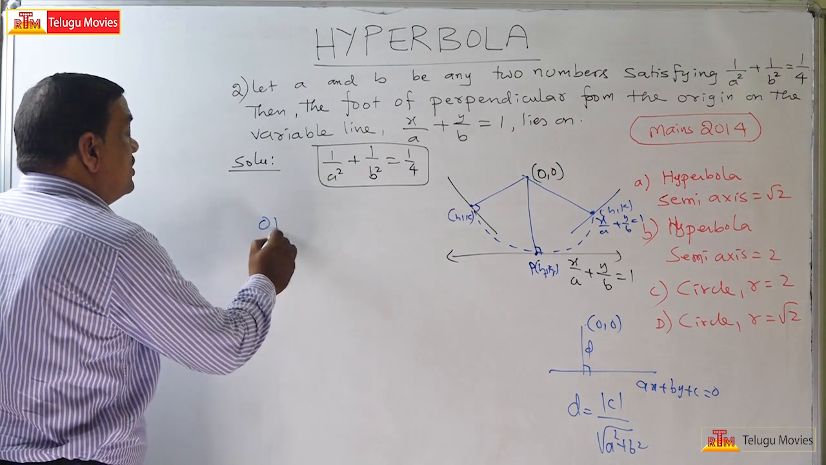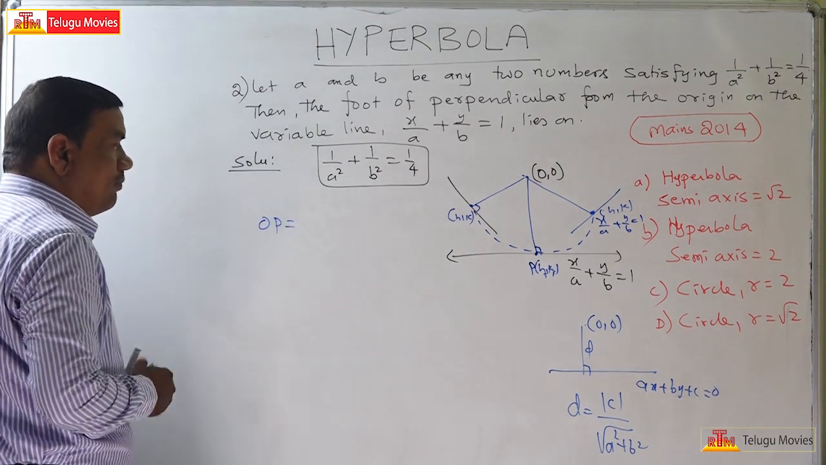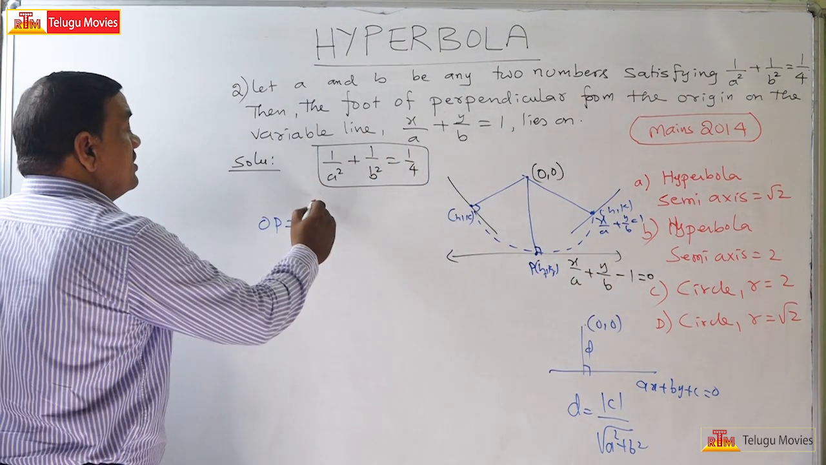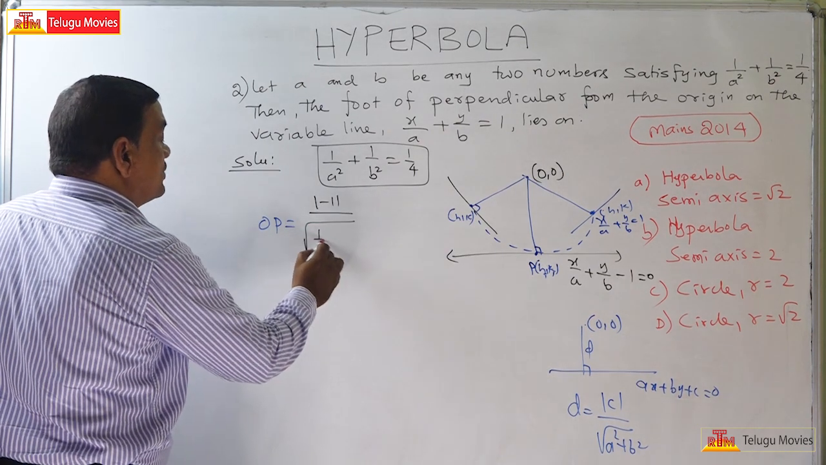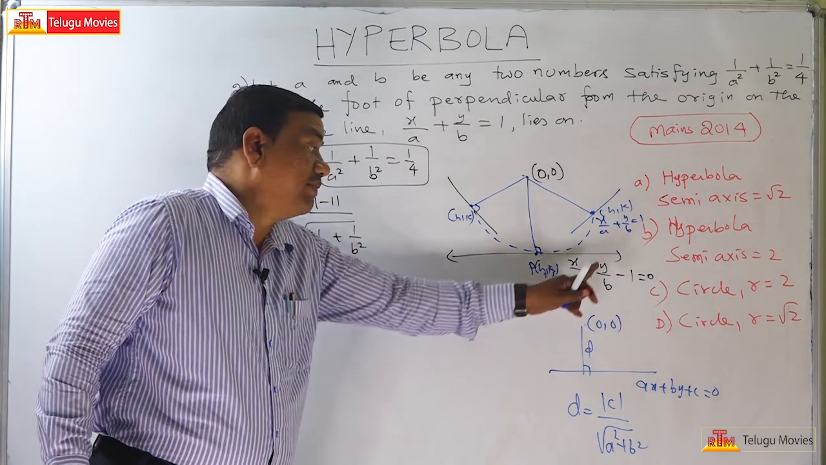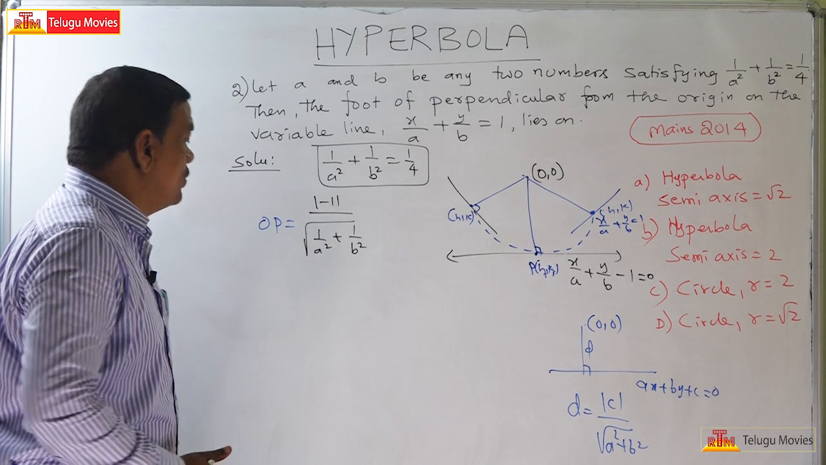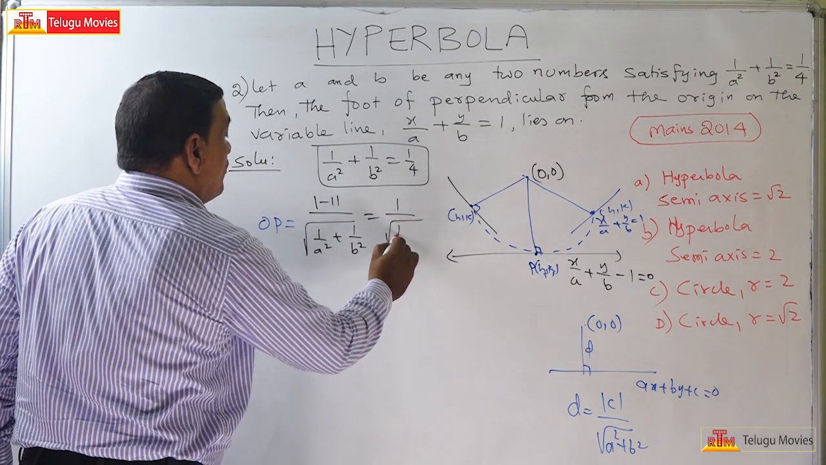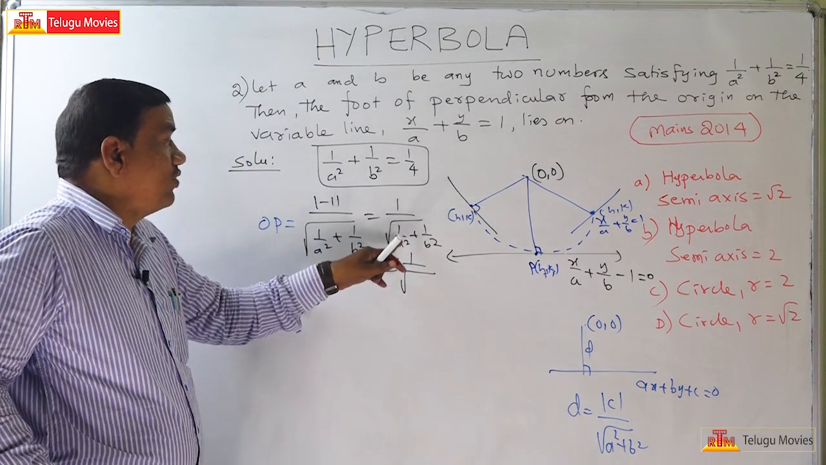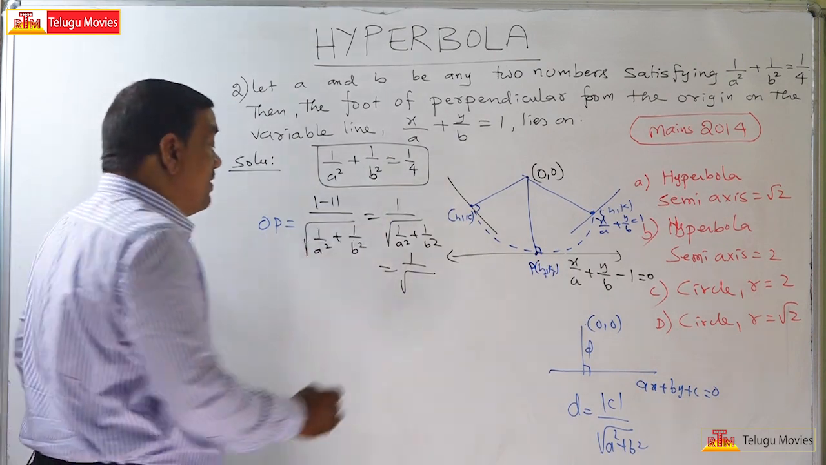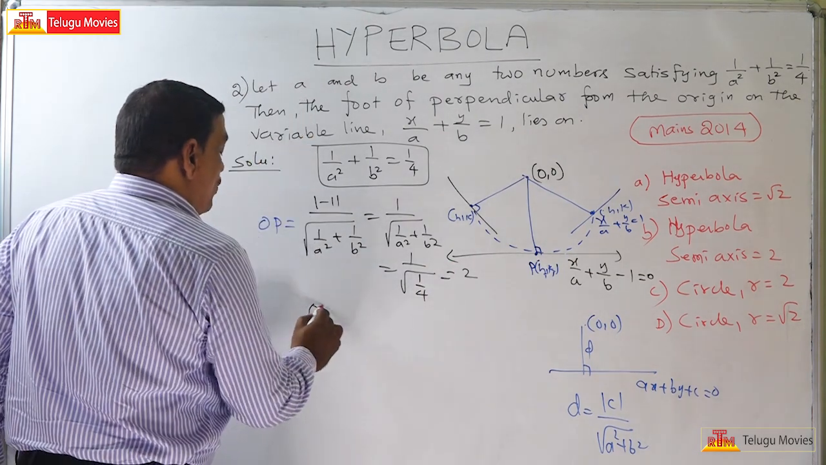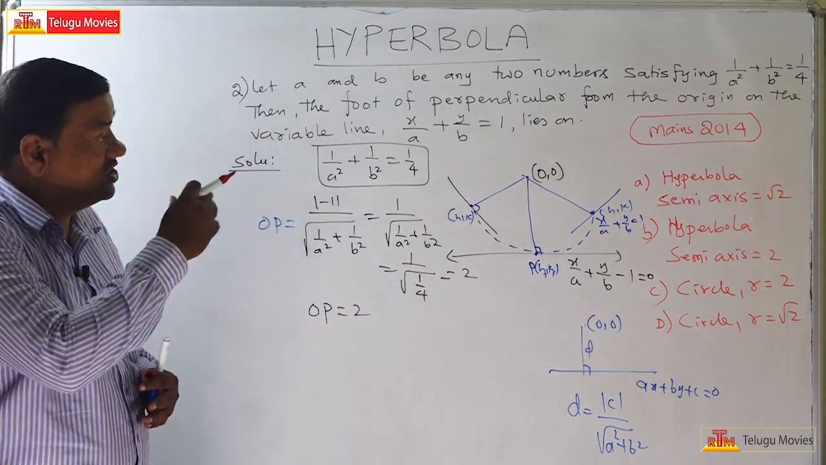OP is given by modulus of c. Bring the 1 to the left hand side, so c is minus 1. Modulus of minus 1 by root of a square, meaning x coefficient square, plus b square, meaning y coefficient square. Here the x coefficient is 1 by a, the y coefficient is 1 by b. So this is nothing but 1 by root of 1 by a square plus 1 by b square. Immediately you can write that 1 by a square plus 1 by b square is 1 by 4. So 1 by root of 1 by 4 is nothing but 2. Therefore, OP is equal to 2. The distance between O and P is 2.